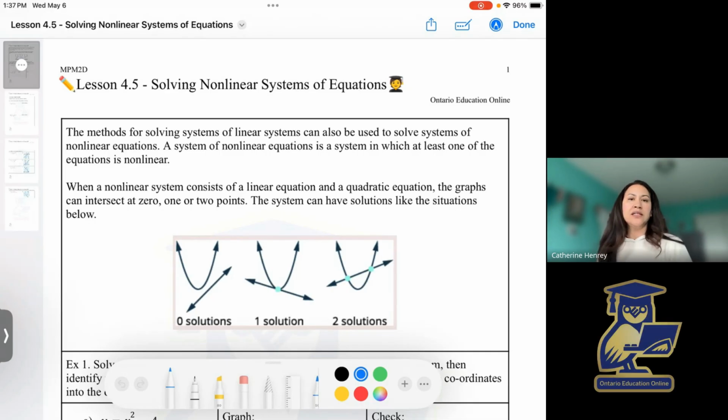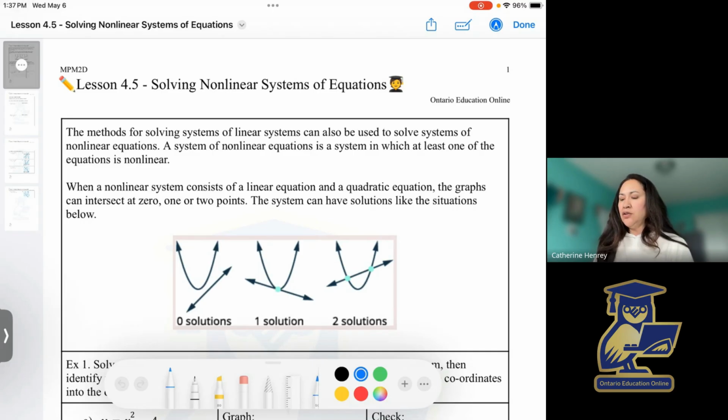Hi everyone, welcome to lesson 4.5, where we're going to talk about solving nonlinear systems of equations. The methods for solving systems of linear equations can also be used to solve systems of nonlinear equations. A system of nonlinear equations is a system in which at least one of the equations is nonlinear.